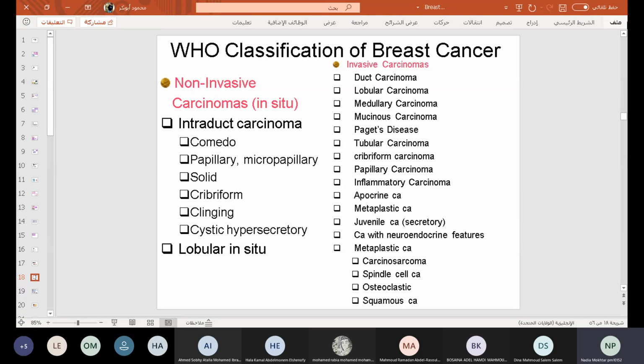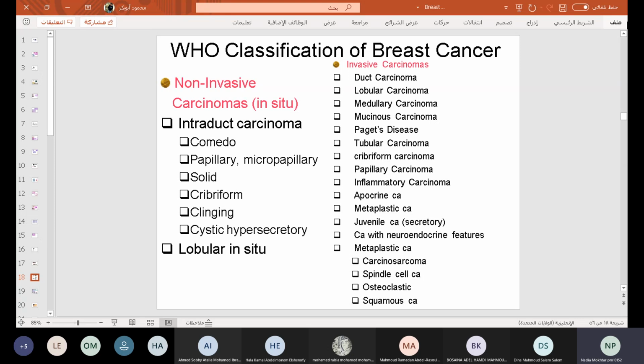On the right side, invasive carcinomas. The most important and the most frequent that we come across every day in our practice is the duct carcinoma. It forms more than 85% of all invasive carcinomas of the breast. Here there is a long list: lobular, medullary, mucinous, Paget's, and so on. You have to learn these names only by name. We go deeply into the ductal carcinoma because it's most important and it is frequent.